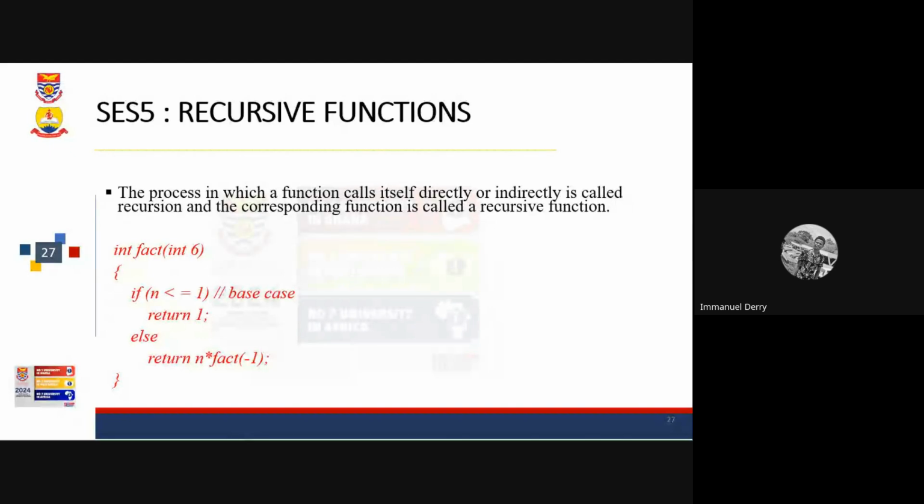All right, so let's talk about recursive functions. And I believe we all know recursive, right? So when we talk about recursive functions, these are just processes in which a function calls itself directly or indirectly. That is what we call recursion. And the corresponding function is called the recursive function. So a function that basically calls itself is what we call the recursive function. And this is mostly used in what we call factorial. I believe we all know factorial. The math teachers over here. Yes, sir.